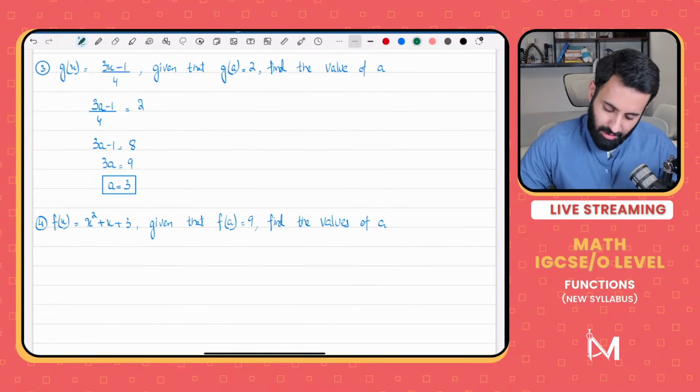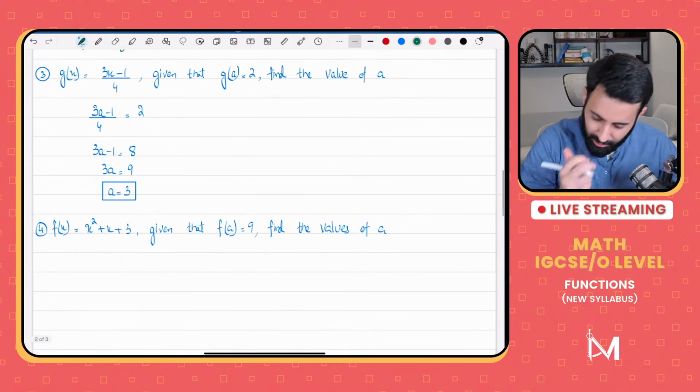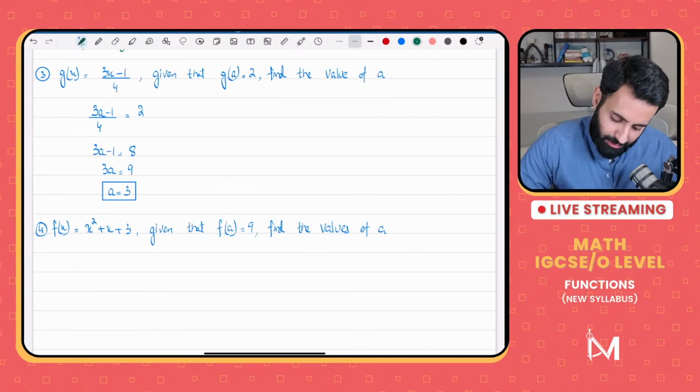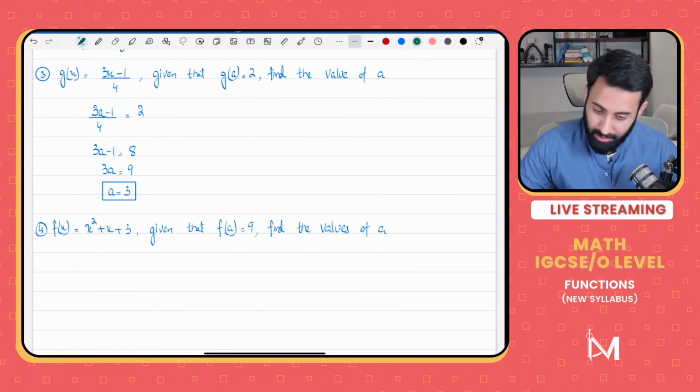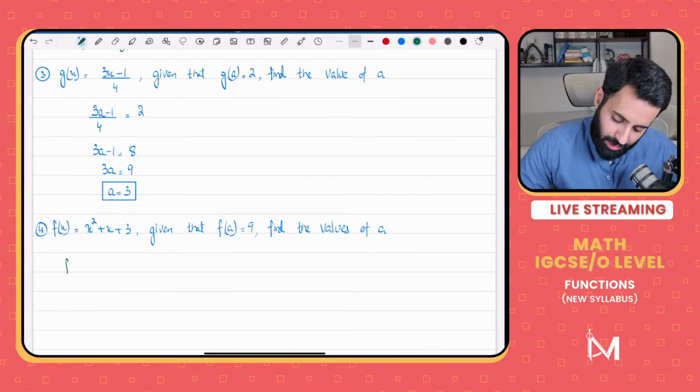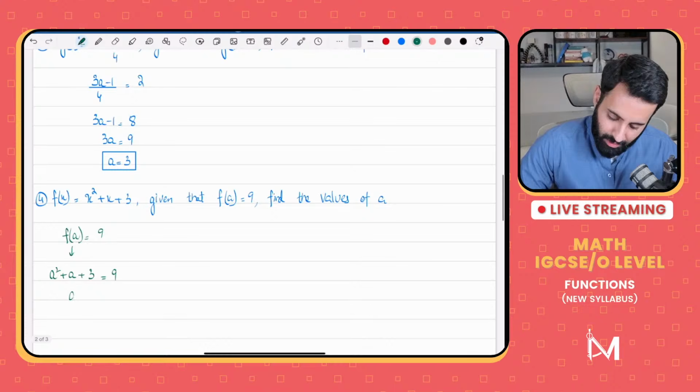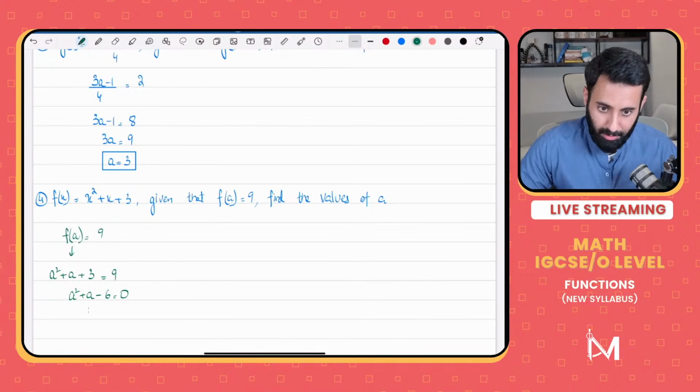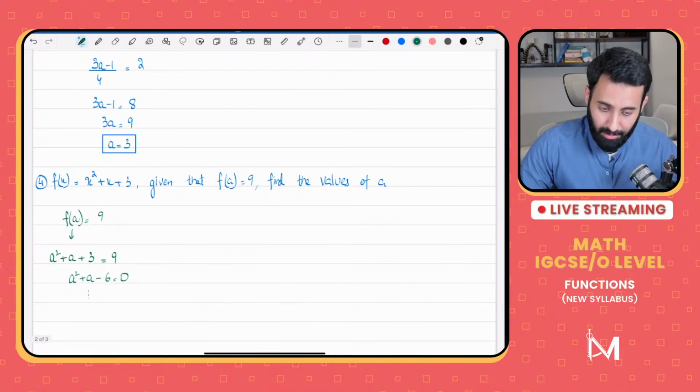Minus 3 and 2, let's see. So this is very similar to question number 3. Here you're given the output and you are asked to find the input. So f of a equals 9 basically means that you're going to plug a into the function. So that's a squared plus a plus 3, and equals 9 means that you're going to set it equal to 9. Now, this becomes like a normal quadratic equation, which you can solve with the help of middle term breaking. And when you solve it, you get (a minus 2)(a plus 3). I've skipped a few steps.